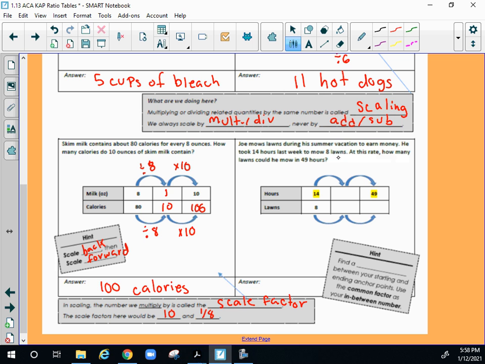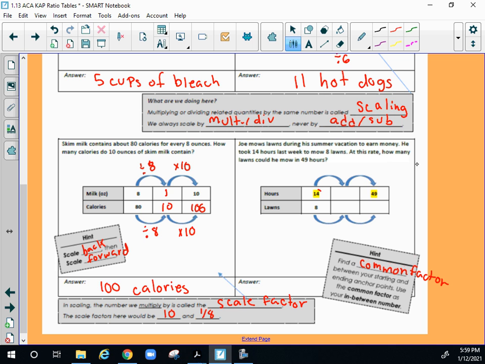All right, last example on this page. It says, Joe mows lawns during his summer vacation to earn money. He took 14 hours last week to mow 8 lawns. At this rate, how many lawns could he mow in 49 hours? So our hint over here is telling us to find a common factor between your starting and your ending anchor points, and use the common factor as your in-between number. So we're looking for a common factor between 14 and 49.